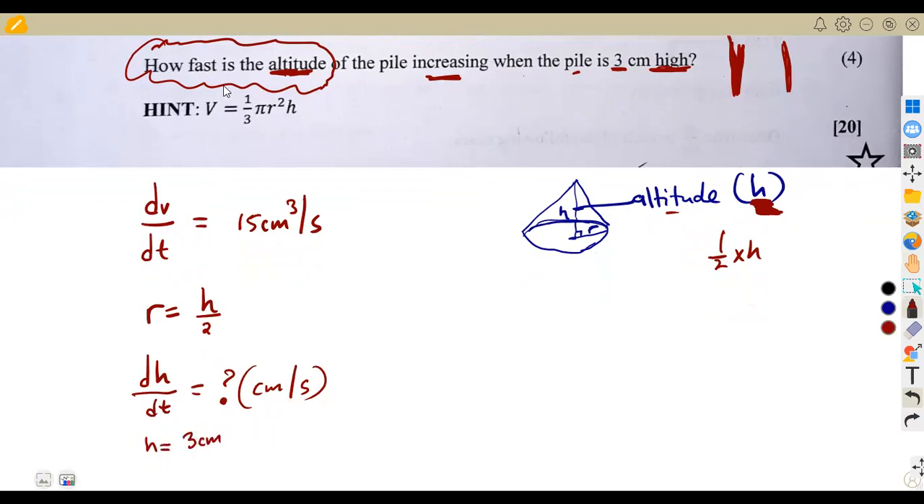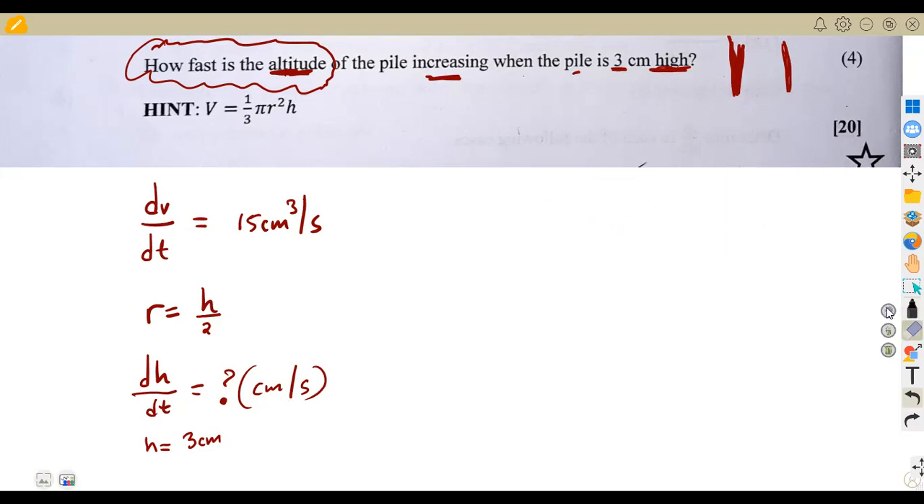And we have a hint of the volume. Always check the volume if it corresponds. Sometimes they might make a mistake typing this formula, but in this case, that is the correct formula for a cone. The volume of a cone is given as a third pi r squared h, that is a third base area times the perpendicular height. So knowing this condition, we want to know how this height is going to increase per unit time.